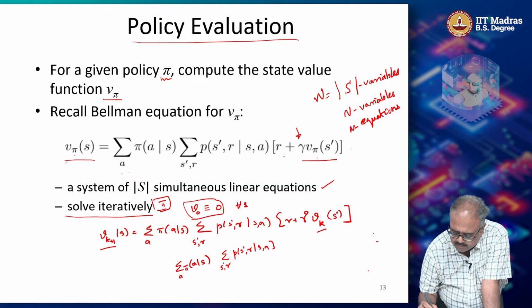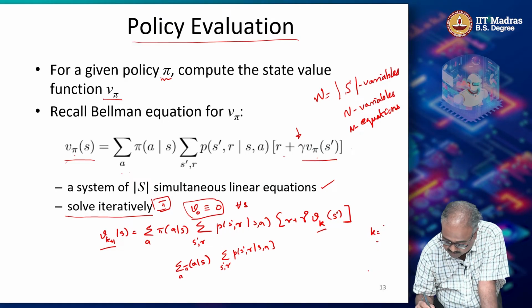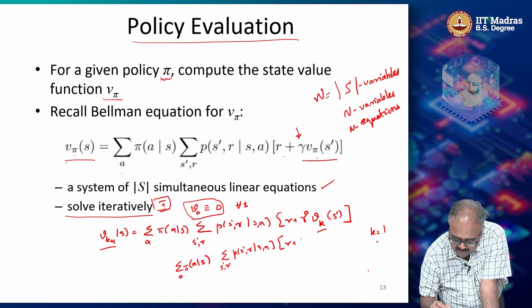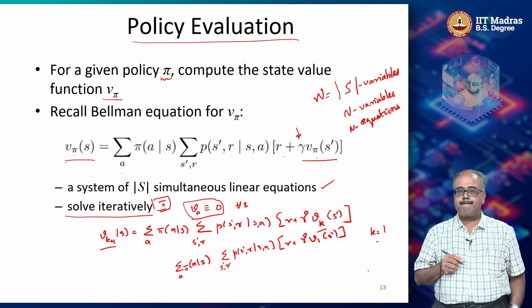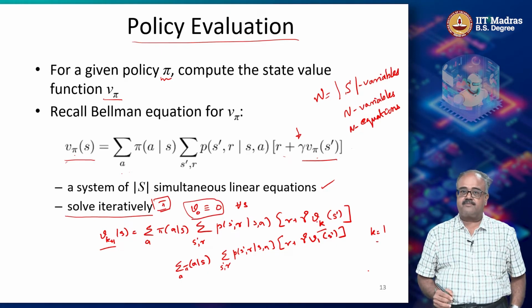Now what I'm going to do is look at what happens when k equals 1. I computed for k equal to 0. So this will be R plus gamma V1 of S prime. That's basically just plugging k into this expression.